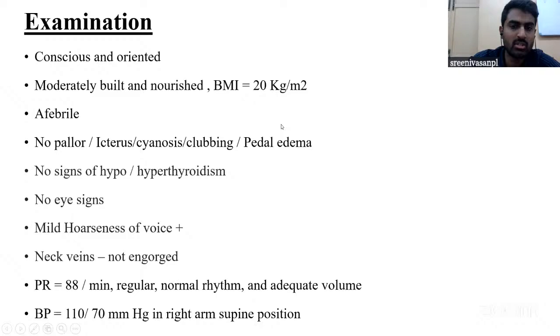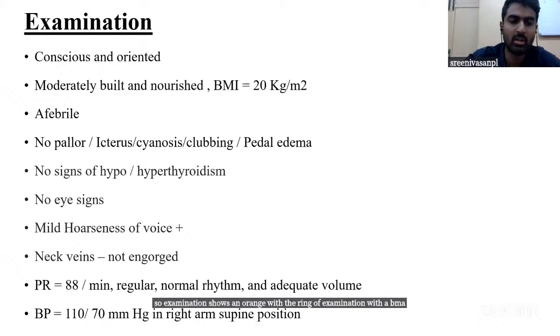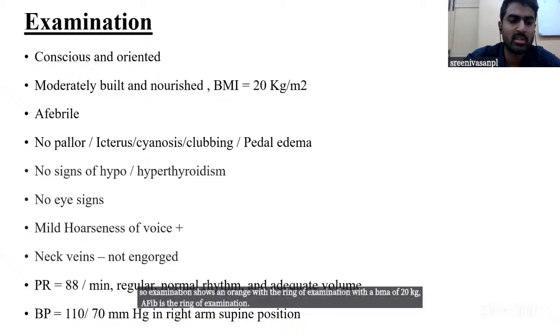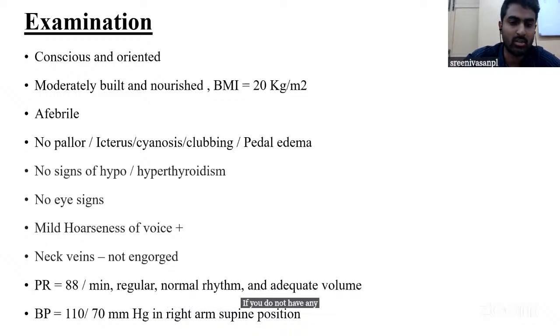So, examination, she was conscious and oriented at the time of examination with a BMI of 20, afebrile at the time of examination. She did not have any pallor, icterus, cyanosis, clubbing, or pedal edema. Clinically, she had no signs of hyperthyroidism. Also, no eye signs were noticed. She had mild hoarseness of voice. Neck veins on examination were not engorged. Both pulse rate and blood pressure are within normal limits.